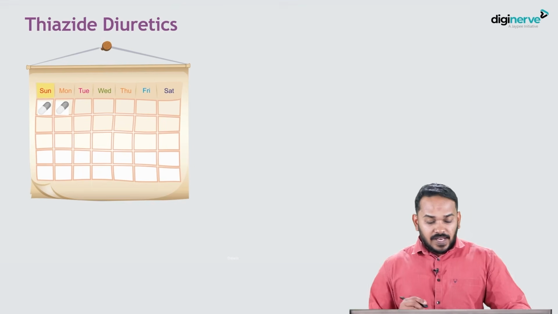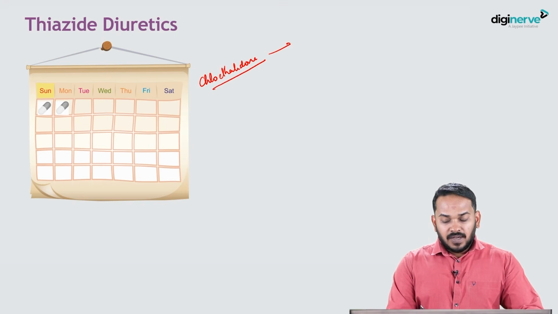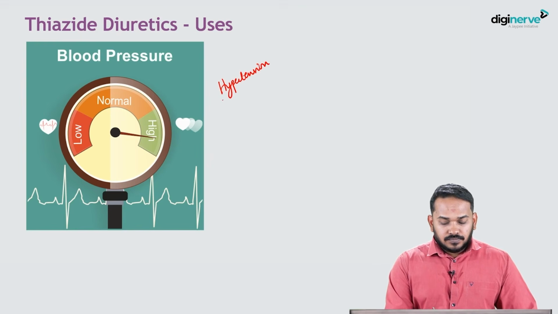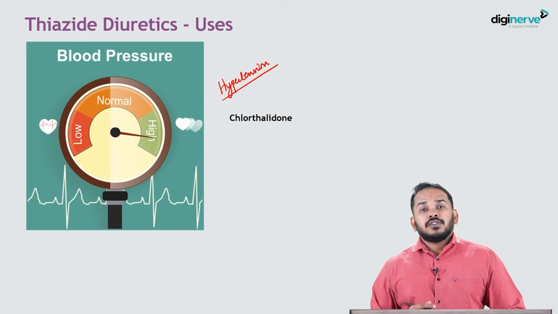The newer agents, especially chlorthalidone, are very long acting. So it can be given once daily. The major use of thiazide diuretics is for the treatment of hypertension. And chlorthalidone is the preferred agent because of its long duration of action and once daily dosing. Thiazide diuretics are also used for the treatment of edema.